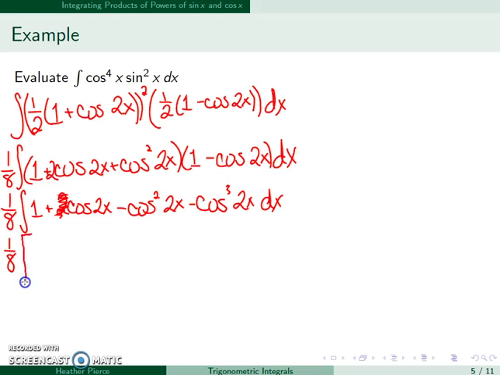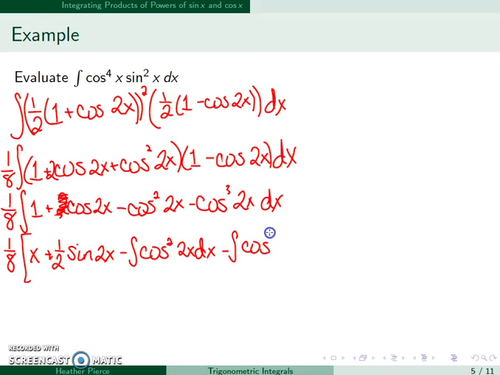This is 1/8 times: the integral of 1 is x. The integral of cosine is sine, so I have plus, since I have cosine 2x, the integral would be 1/2 sine 2x, minus the integral of cosine squared 2x dx, minus the integral of cosine cubed 2x dx. So these two integrals will be a little bit more complicated to deal with. So we'll start.